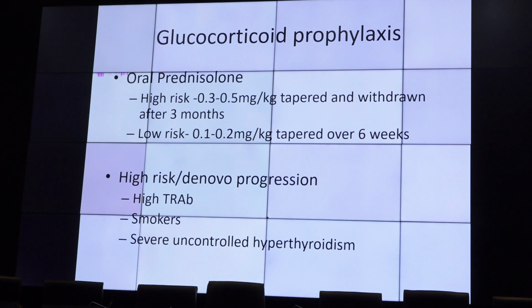Now glucocorticoid prophylaxis: why is it important? Say 18 to 24 months of ATD is done, and you decide now this person needs definitive treatment, so you send the patient for radioiodine. After 2 years, the patient comes with a big proptosis. So we should always remember there is a subset of patients that is high risk for de novo progression, which are those with high TRAb, smokers, and those with severe uncontrolled hyperthyroidism.